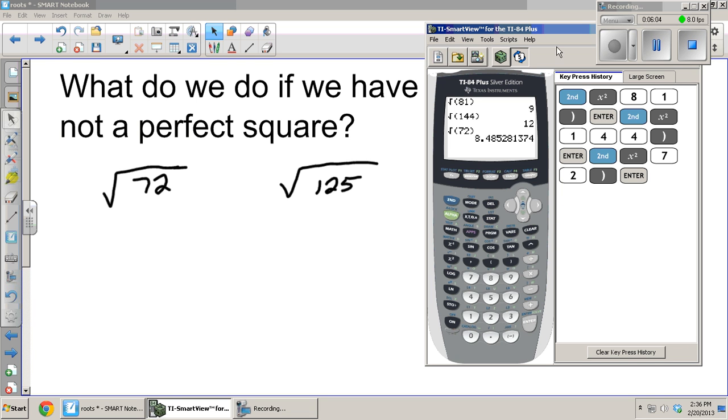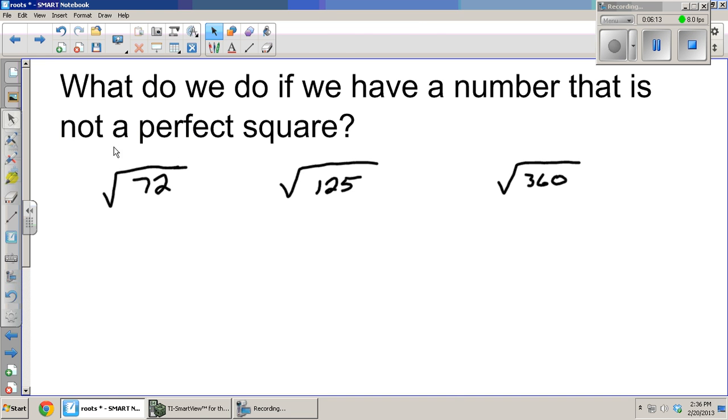On tests and on SOLs and things like that, it won't have this number right here listed. The answer's going to look different. Let me show you what it'll look like. What you're going to have to do is do factor trees. And what you have to do is ask yourself, what times what makes 72? What times what is 125, etc., etc. So let me show you how you break them down.